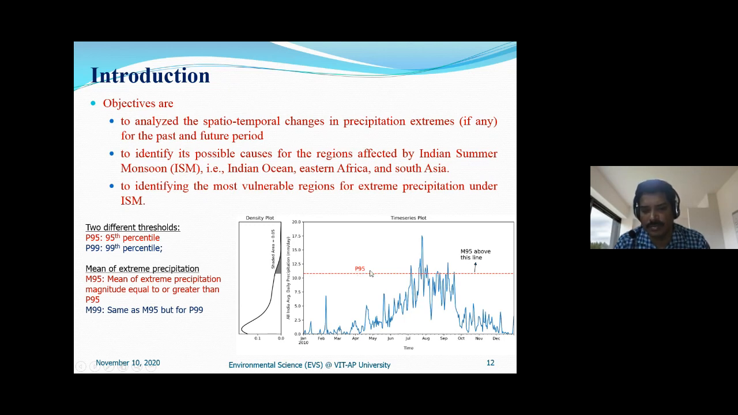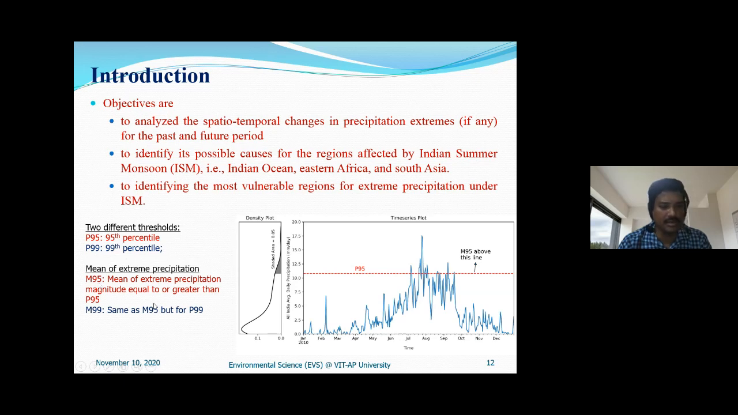So percentile you already know. This is the P95, and all the values above this P95 are shown here. You can easily identify them. If I take the mean of those values, I designate that number as M95. So M95 is the mean and P95 is the threshold. Similarly, I can identify the P99. P99 means 99% of the data is below that threshold and only 1% is above it, and if I take the mean of those values above it, that will become M99. So here two thresholds and two mean magnitudes are shown: P95, P99, and then M95 and M99.